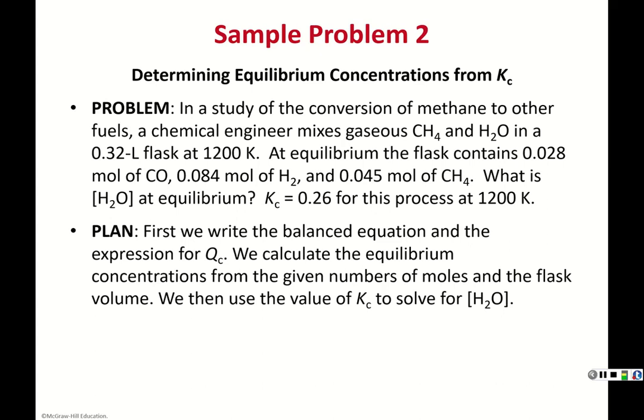In this problem, we have the conversion of methane to other fuels. A chemical engineer mixes gaseous methane and water in a 0.32 liter flask at 1200 Kelvin. At equilibrium, the flask contains 0.028 moles of CO, 0.084 moles of H2, and 0.045 moles of CH4. What is the concentration of water at equilibrium? And we're given for this the equilibrium constant of 0.26.